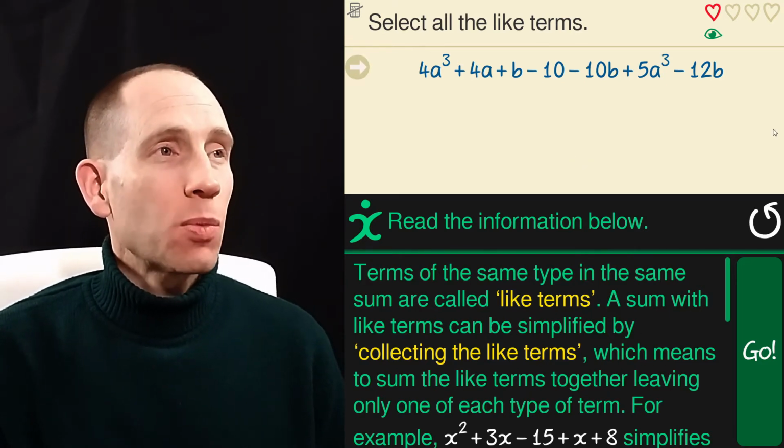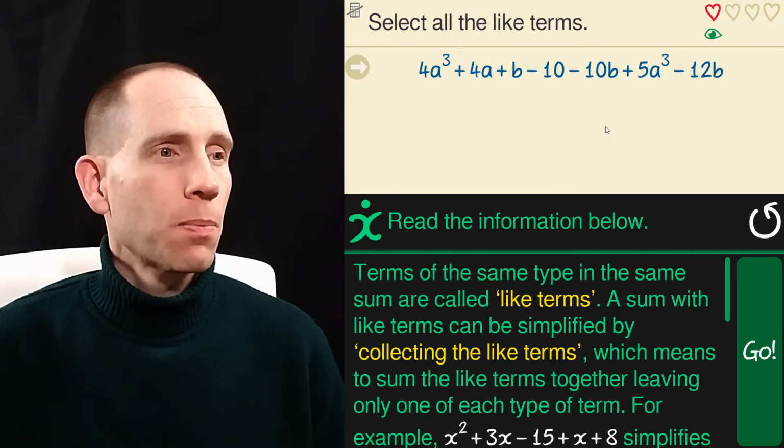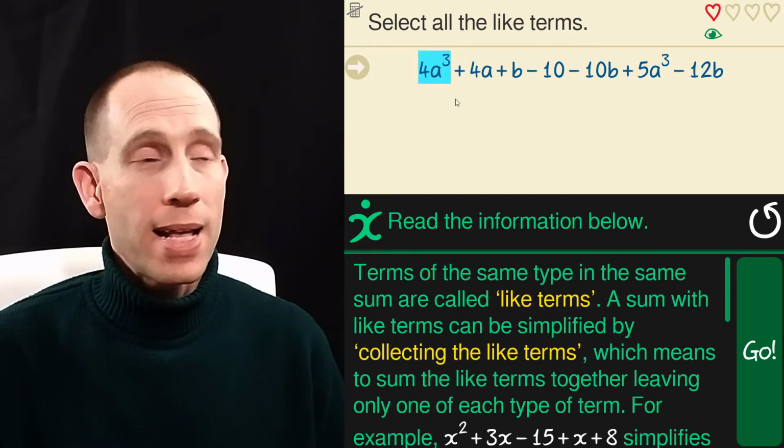So within this expression, there are a few like terms. So let's see if we can spot any of these. So the first one is a plus 4a cubed term.